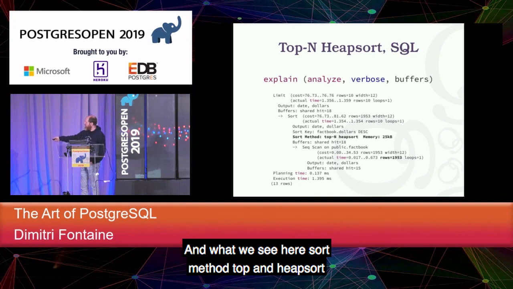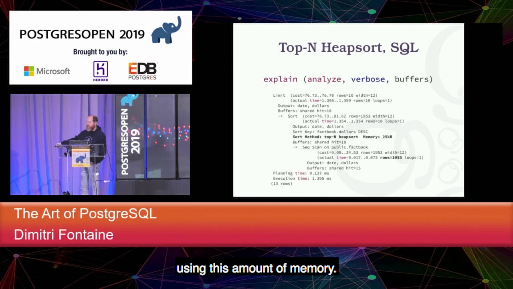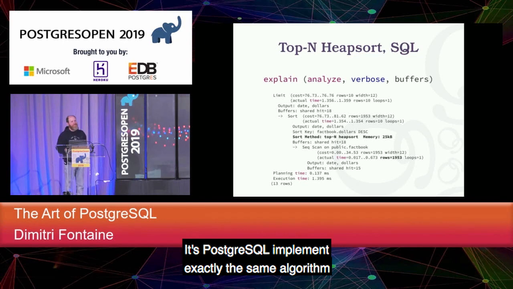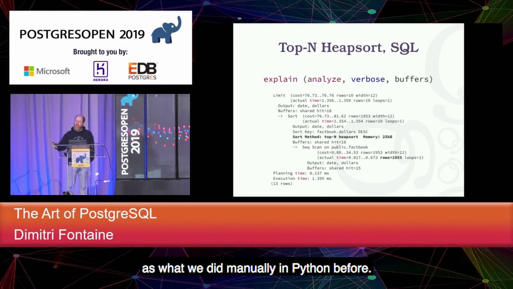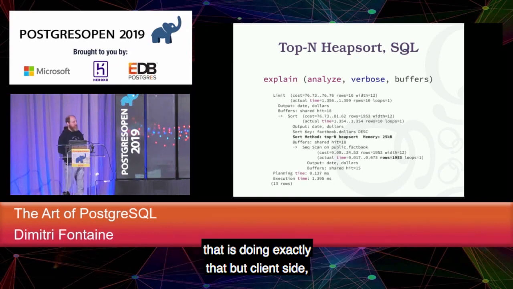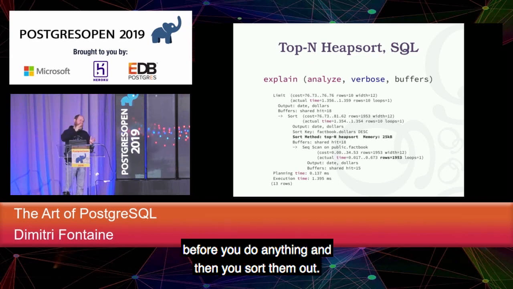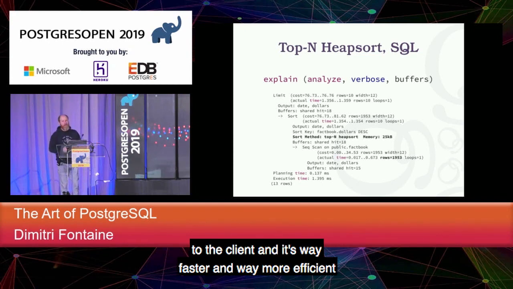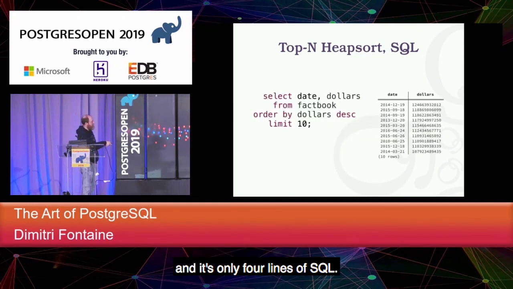And what do we see here? Sort method: top-N heapsort, using this amount of memory. I think we covered it. PostgreSQL implements exactly the same algorithm as what we did manually in Python before. So rather than writing all the code that is doing exactly that, but client-side, which means you need to fetch 2 million lines before you do anything, and then you sort them out, maybe you can sort them out and send only 10 lines to the client, and it's way faster and way more efficient. And it's only 4 lines of SQL.